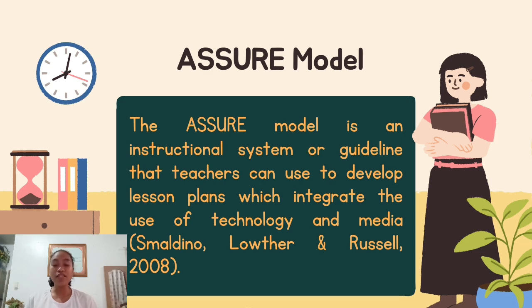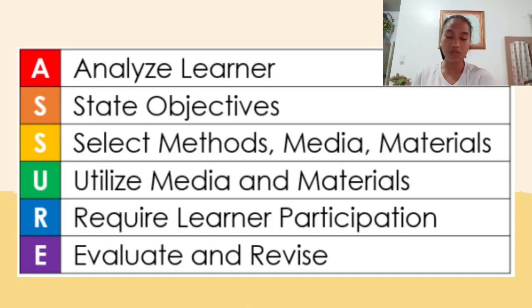But now, let's move forward to the six steps of the Assure model, which we will start with the acronym. A is to analyze learners, S is to state objectives, and S is for select methods, media, and materials. U is for utilize media and materials. R is for require learner participation. E is for evaluate and revise.